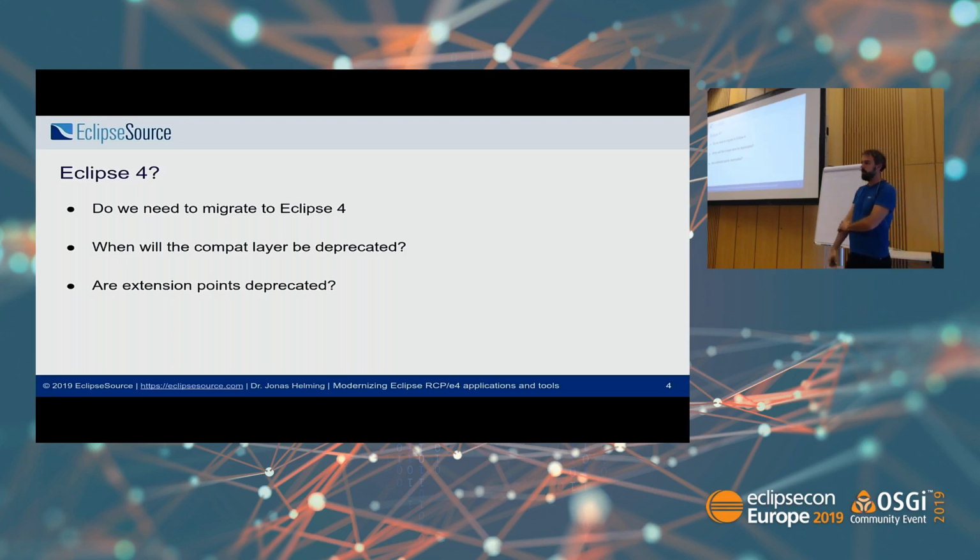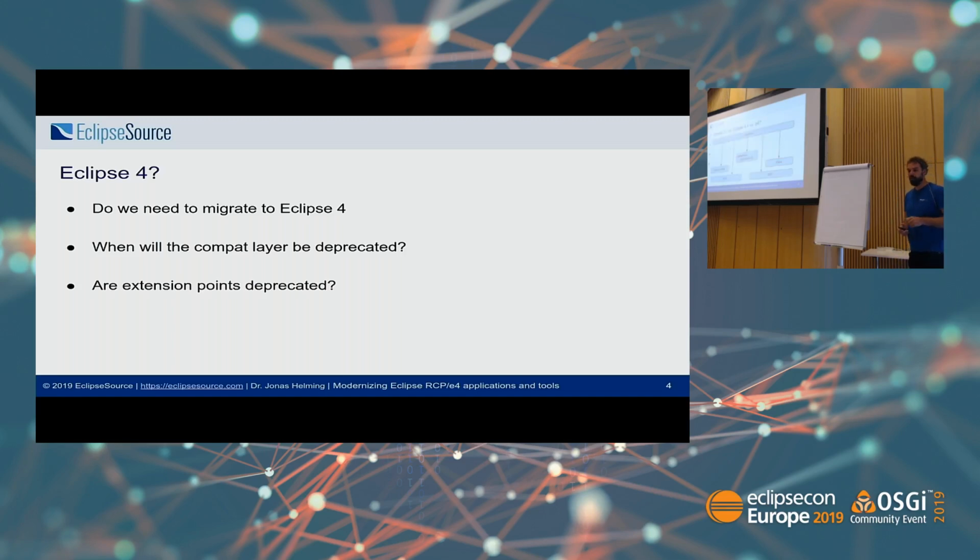Just to answer 2 of those questions right away, there's no tendency, nor a bug report, nor anybody who plans to deprecate the compat layer. And extension points are not deprecated either. They're just not used for views, handlers, commands anymore, but they're not deprecated. And there's no intention to do so. They're completely 2 rumors which are very persistent. Now, the first question, do we need to migrate to Eclipse 4?